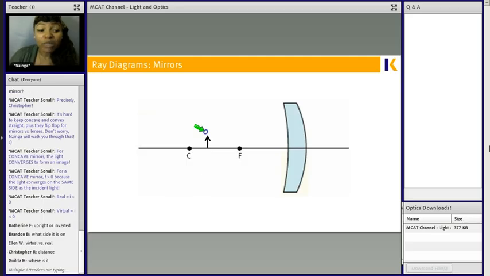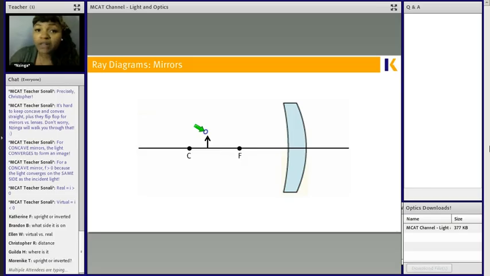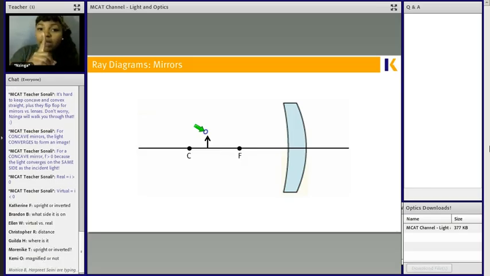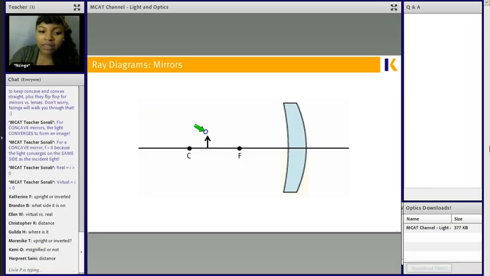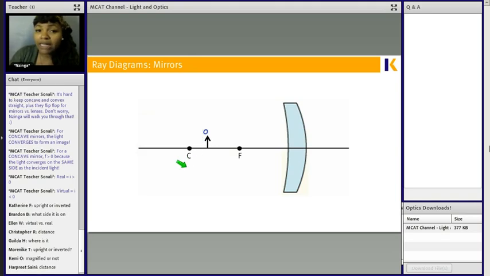I love it. We need to know whether it's upright or inverted. Good. So is it pointing straight up relative to the central axis? So the arrow, if it's pointing straight up, then it's going to be upright. If the arrow is pointing straight down away from that central axis, then it's going to be inverted. Good.